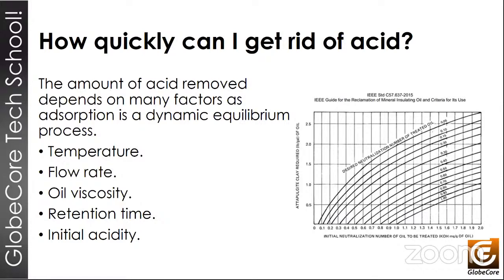Right. So if we touch on the topic of material and regeneration process, the first thing we get asked about is how much oil can be processed with a certain amount of Fuller's Earth. So it's variable. The IEEE C57.637 standard has a table where you can see how much Fuller's Earth is necessary to process a gallon of oil. This table shows the initial neutralization number, that is the neutralization number in the oil at the time of sampling. And in our chart, we see marks from 0 to 2. And remember that 2 is a very high value because the maximum acceptable value is 0.2.